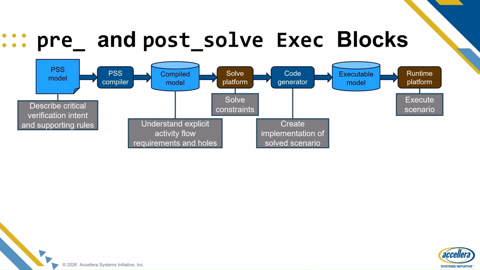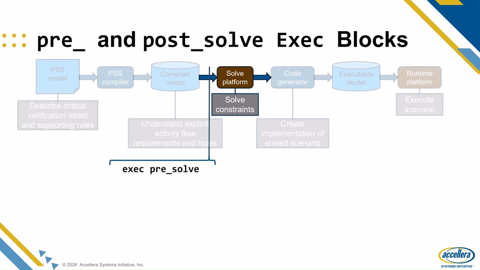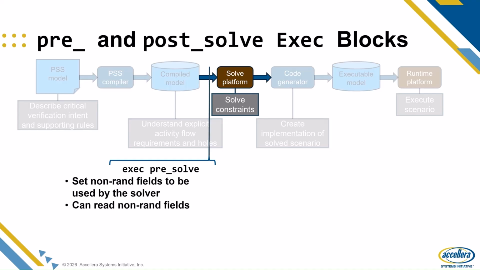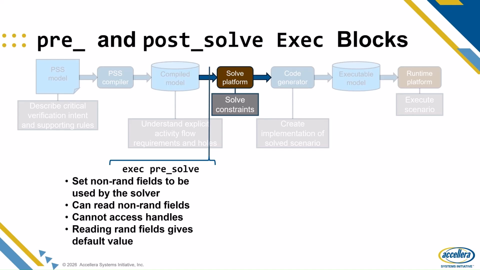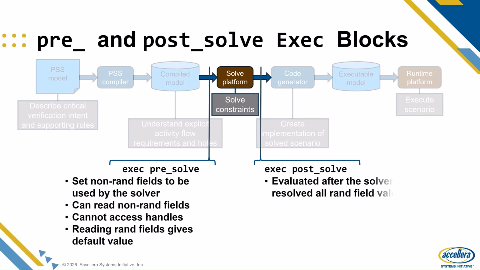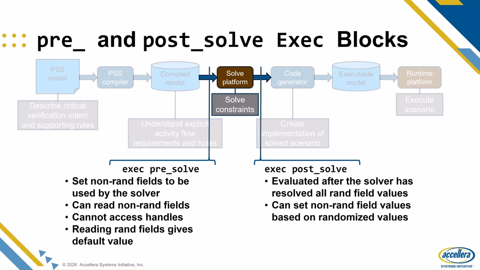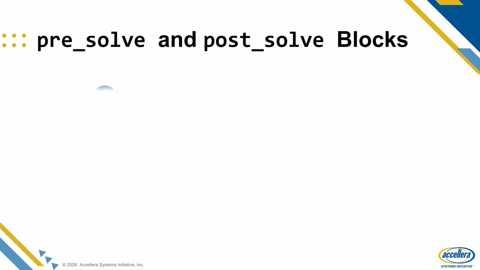There are two important hooks in the solving process, the pre-solve and post-solve exec blocks. Pre-solve blocks run just before constraint solving. In pre-solve, we can set non-rand fields for the solver to use as inputs. We can also read other non-rand fields, but we can't access action handles here since they aren't set until solving finishes. And reading a rand field returns only its default value since solving hasn't happened. The post-solve block runs after the solver resolves all rand fields, and this lets us set non-rand fields from the randomized results, or assign values that the solver won't touch.